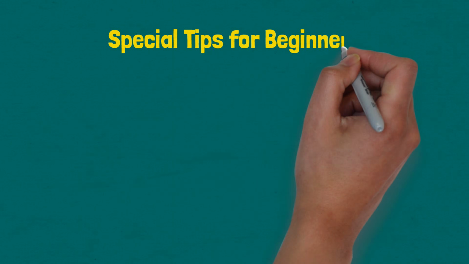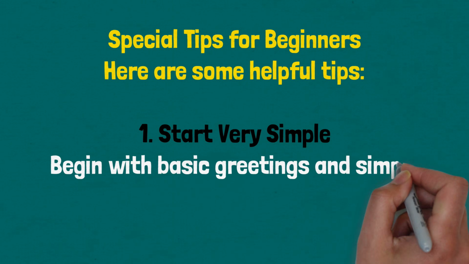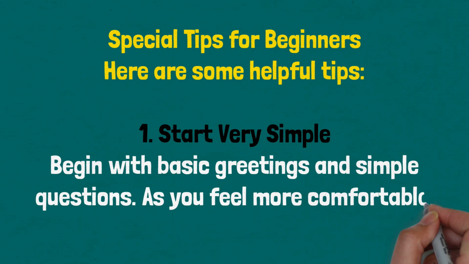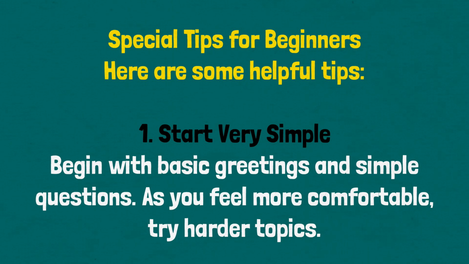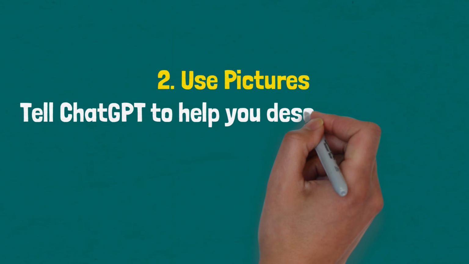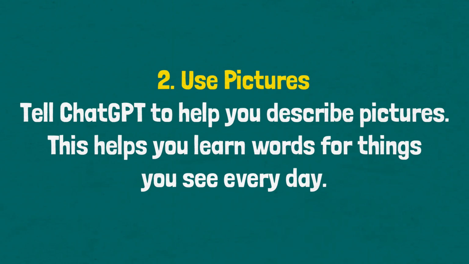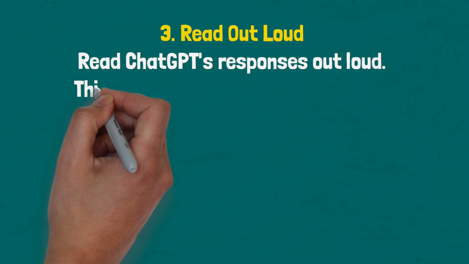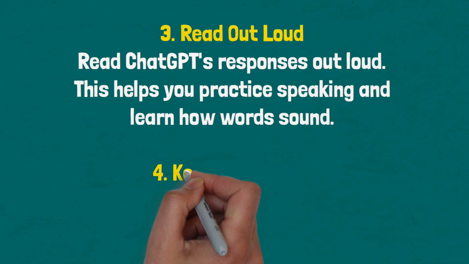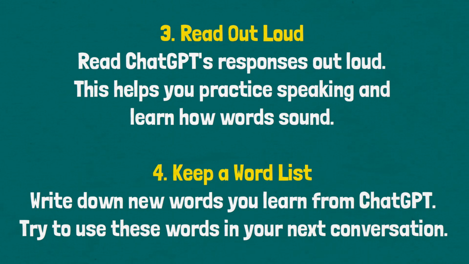Special tips for beginners. Here are some helpful tips. 1. Start very simple. Begin with basic greetings and simple questions. As you feel more comfortable, try harder topics. 2. Use pictures. Tell ChatGPT to help you describe pictures. This helps you learn words for things you see every day. 3. Read out loud. Read ChatGPT's responses out loud. This helps you practice speaking and learn how words sound.